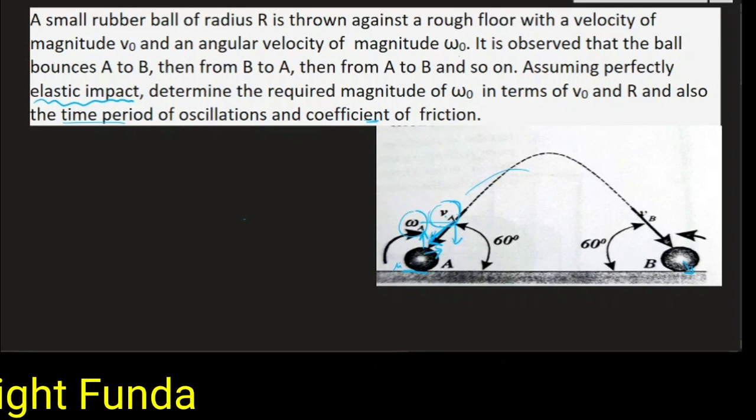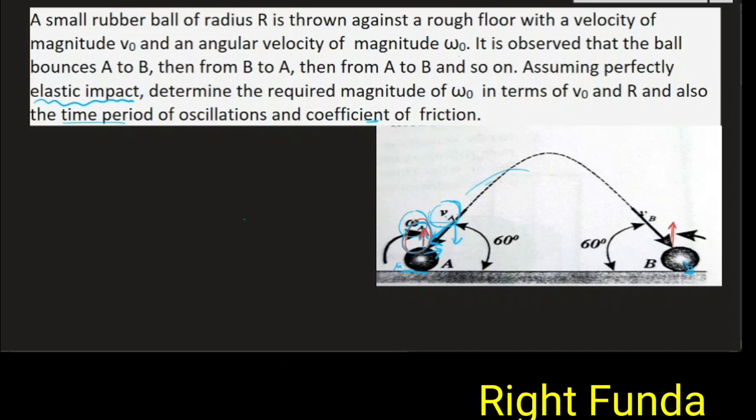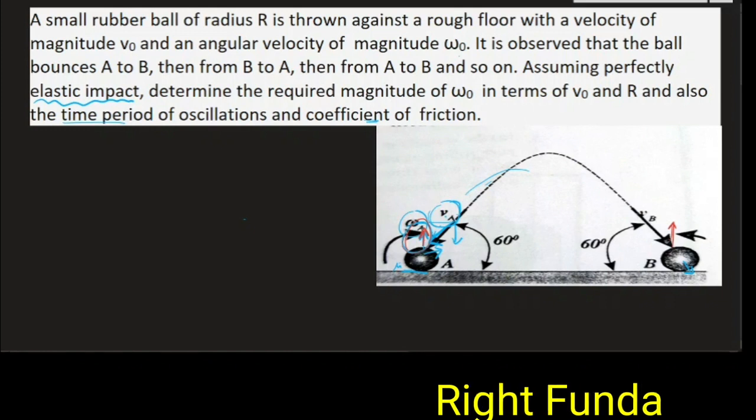Now the time taken to go from here to here depends upon this vertical component of velocity. As the time period is the same and it maintains a periodic motion, definitely the vertical component of velocity here and here must be the same. In every subsequent collision also this must be the same. The direction will keep on changing, but the magnitude of the vertical component will remain the same.